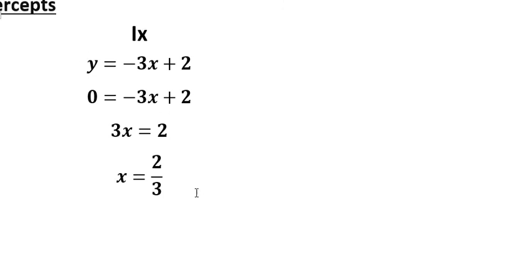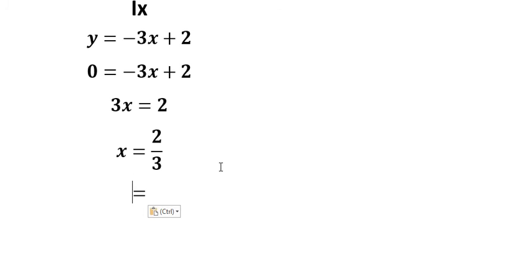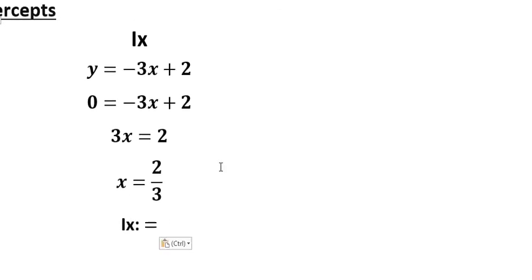So how are you going to put the answer for the x-intercept? You're going to put I x colon, okay, and inside parentheses you're going to put the x first and then the y. The x is 2/3 and the y is 0 because that's the number that you used for y. So I'm going to put 2/3 comma 0. Okay, x first and then y inside parentheses. That will be the x-intercept.